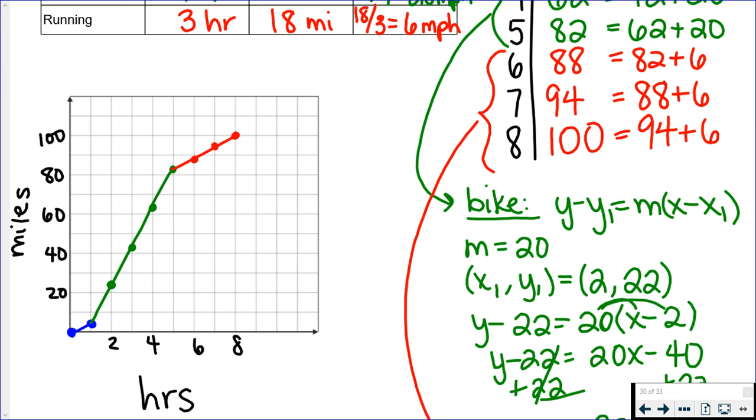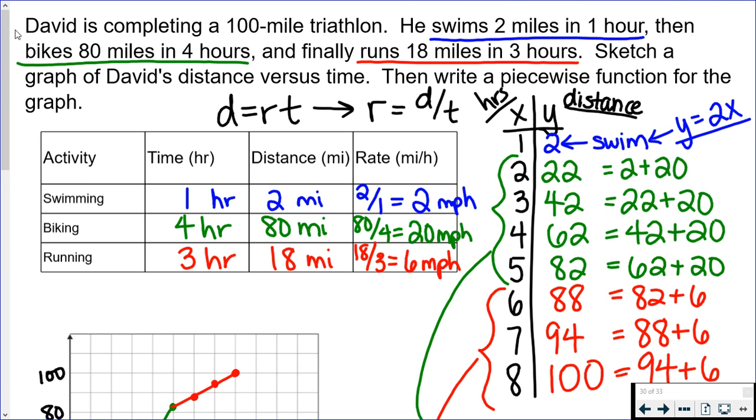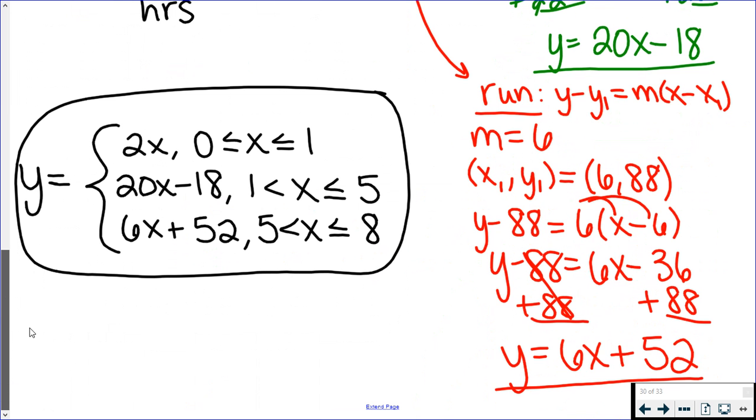So I'm going to show you my piecewise function with the correct domain restrictions. The first equation was y equals 2x. That was his swimming. He did that between 0 and 1, and I'm going to include both of those numbers because after he's through with hour 1 is when he starts biking, and that equation had 20x minus 18. I'm not including 1 because I already included it up here. You're not allowed to include the same number twice in your domain restrictions.